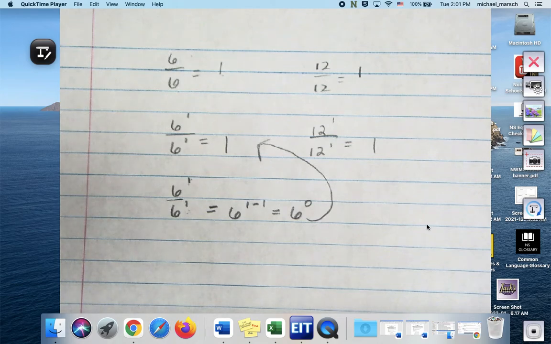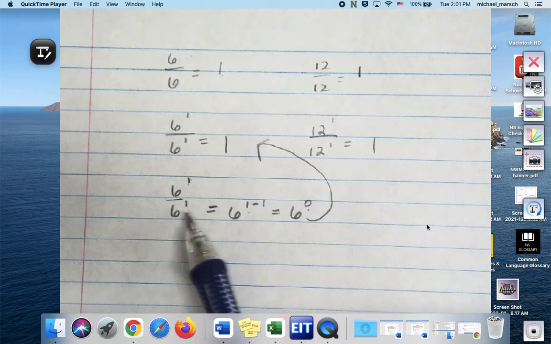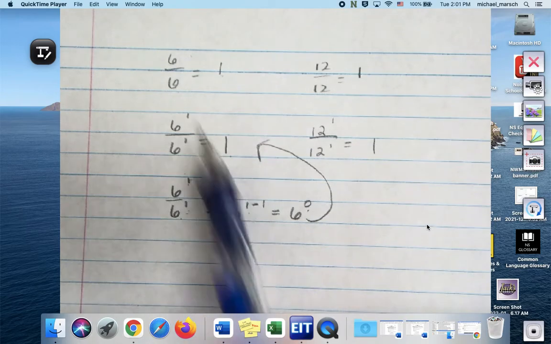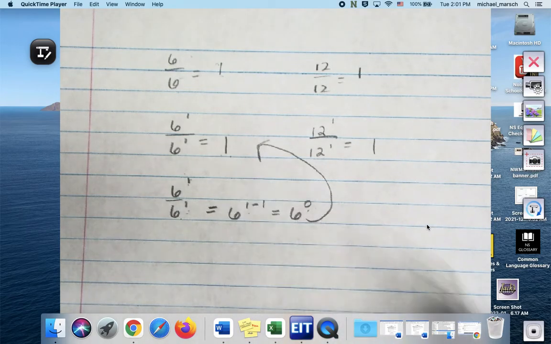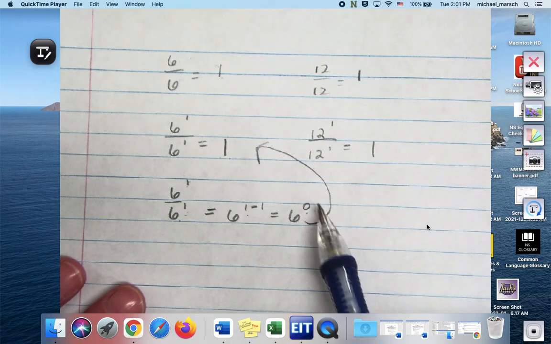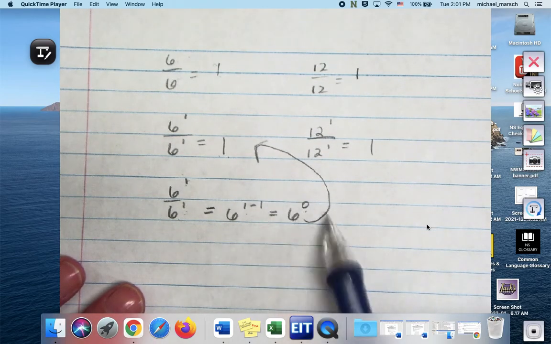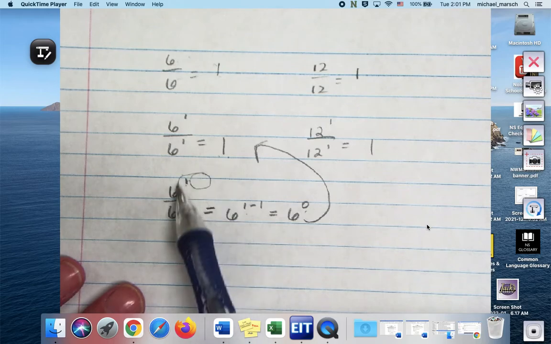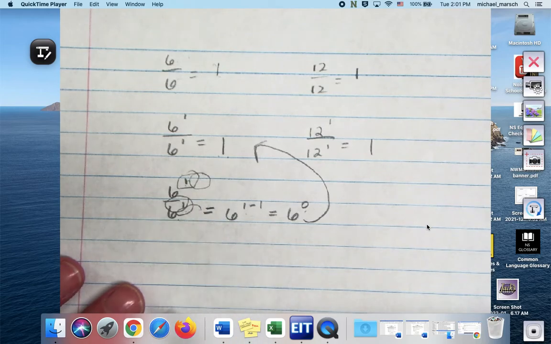But why? Because this is the same as this, which is the same as this. Anything to the 0 power equals 1, because it had to come from something that looks like this, where the exponents are the same in the numerator and denominator.